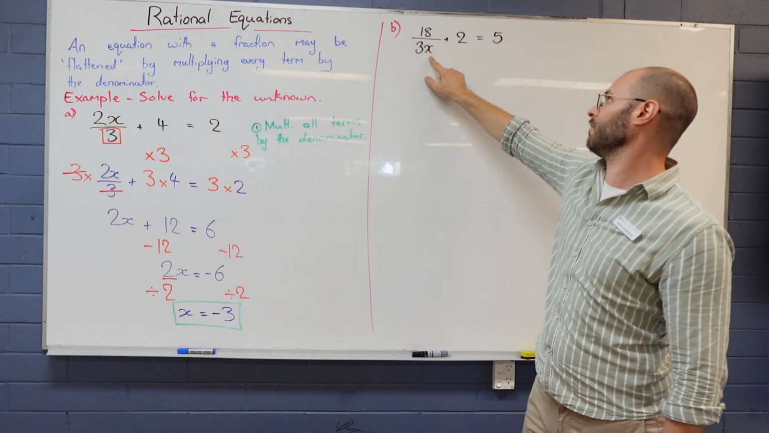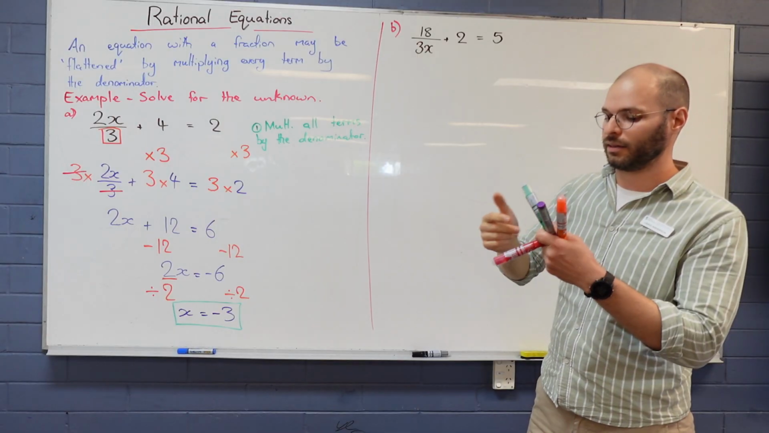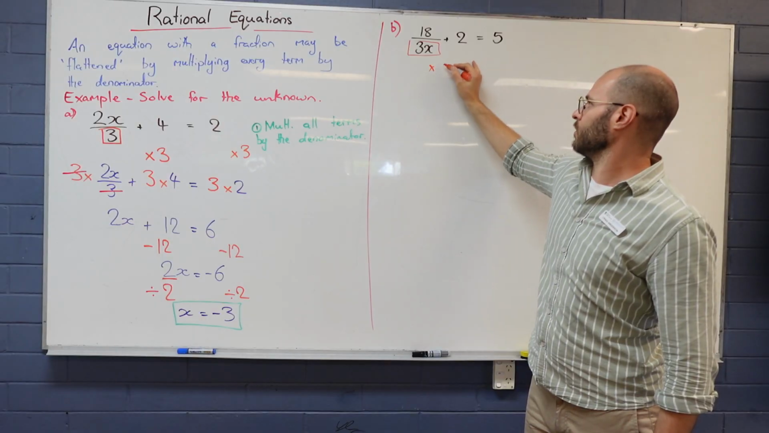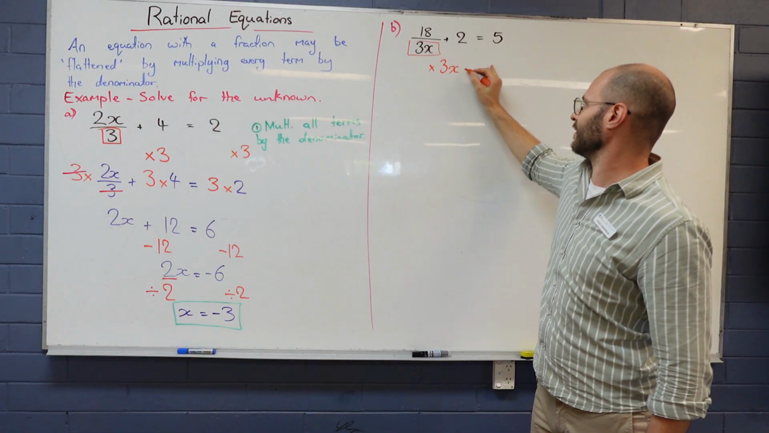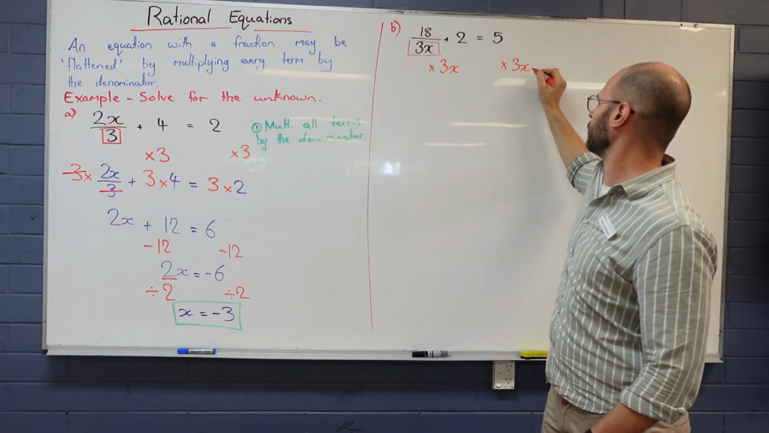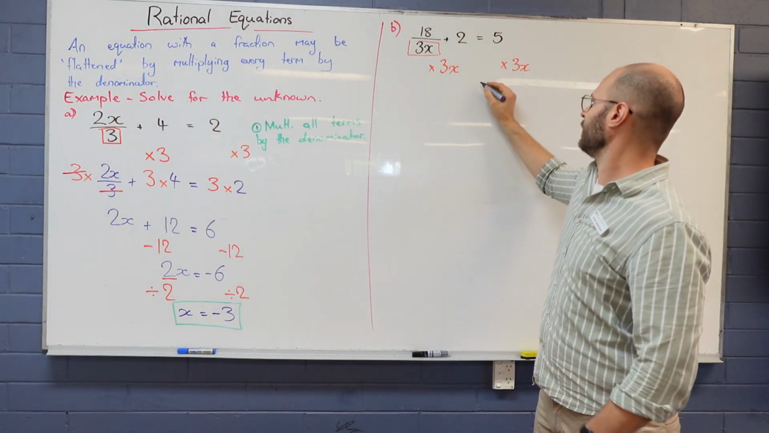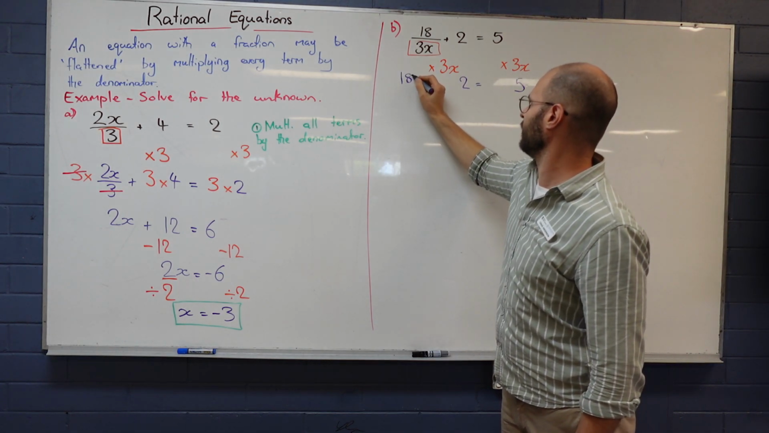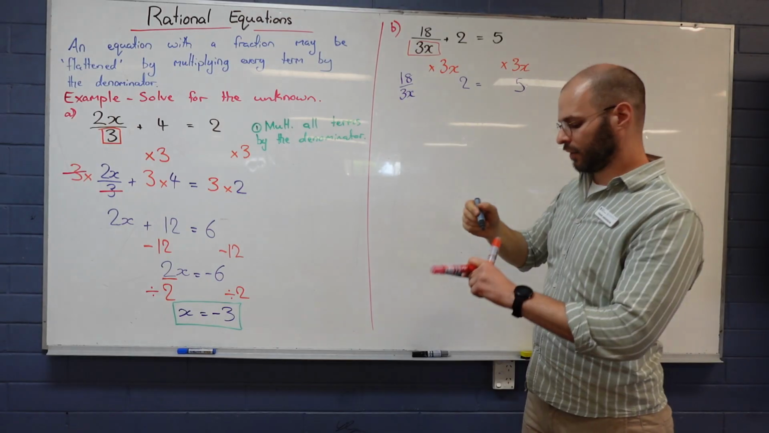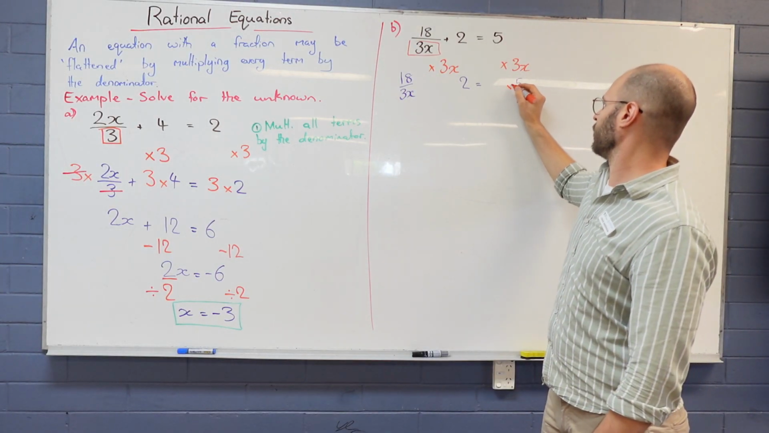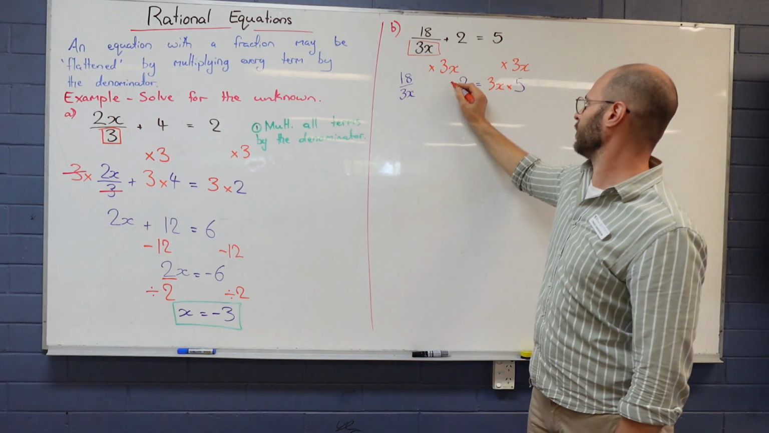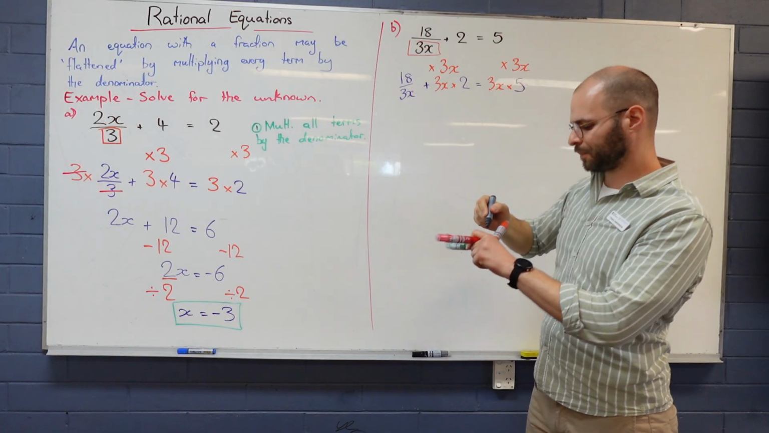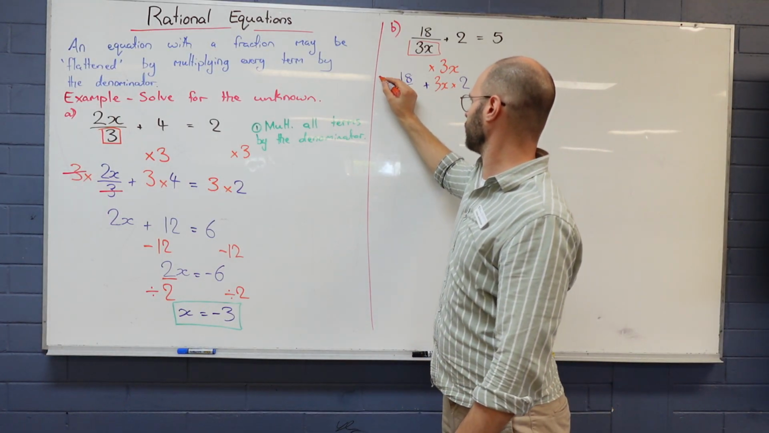We're going to multiply every term in the equation by the denominator. In this instance, our denominator is 3x. So I'm going to multiply by 3x, both sides, all terms. This will yield, we have a 5, we have a 2, and we have an 18 over 3x. Doing the multiplication, we're going to get times 3x, times 3x, we're going to have the plus still there, and times 3x.